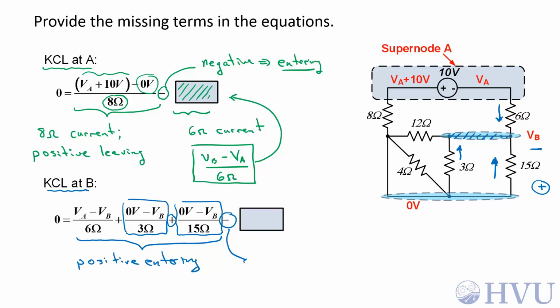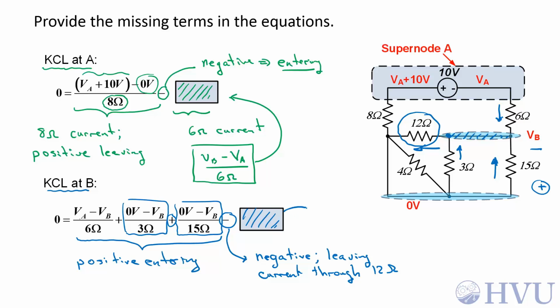This term is subtracted. That corresponds to a negative current. So this missing term in this box has to be leaving the node. The only current that's unaccounted for is through this 12 ohm resistor. So it's the current through the 12 ohm resistor. So the current's that direction through this resistance. This is the positive voltage terminal. So this term corresponds to VB minus the voltage at this terminal, which is 0 volts, over 12 ohms. That's my missing term.